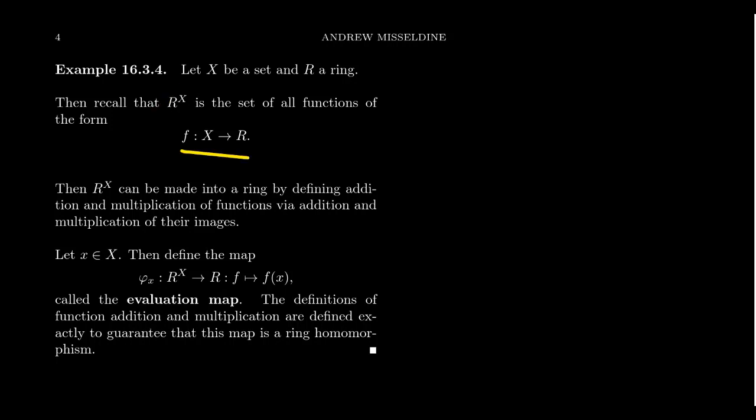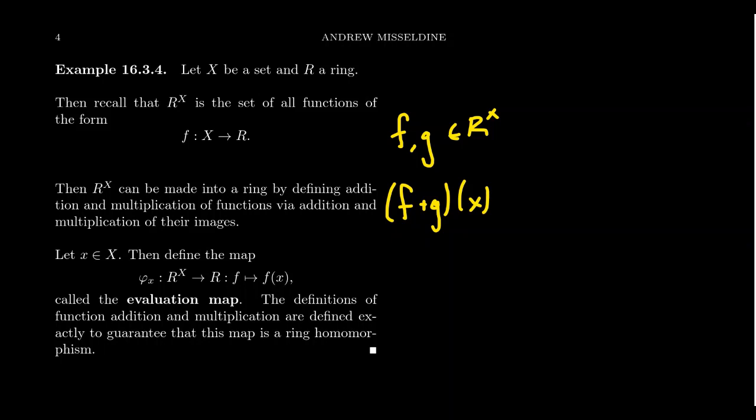Now, we can give R to the X a ring structure. We do that by doing component-wise addition and multiplication. So we can add together functions. So if we have two functions, f and g, that belong to R to the X, we define addition of the functions, f plus g, by the rule that if you evaluate at x, we define this to be f of x plus g of x.